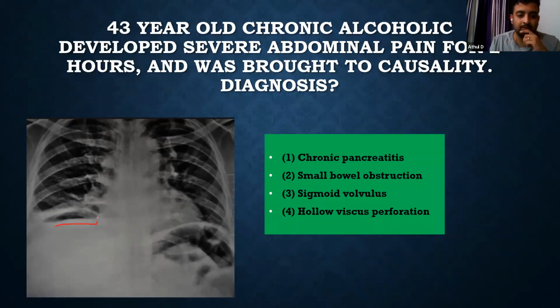See, this is the air under the right dome of diaphragm. This is a small lobe of air, and this is classical for hollow viscus perforation. Moving forward, in radiology there are numerous signs for air under the diaphragm.